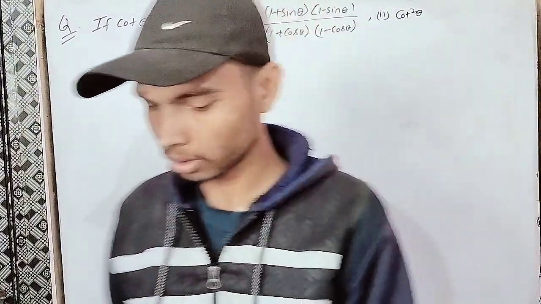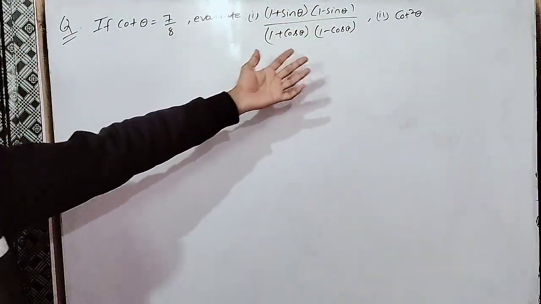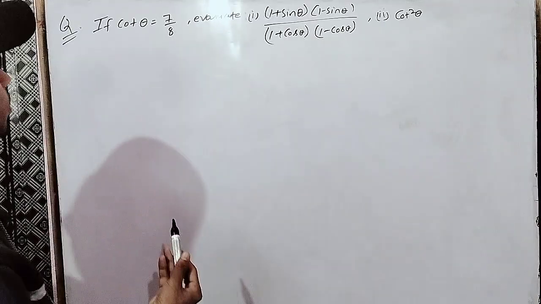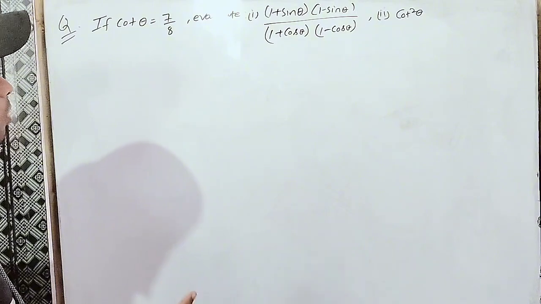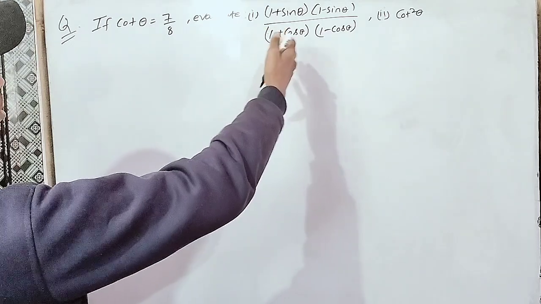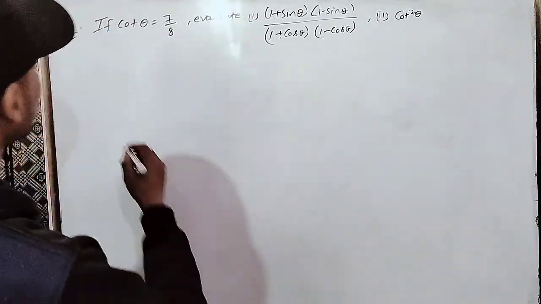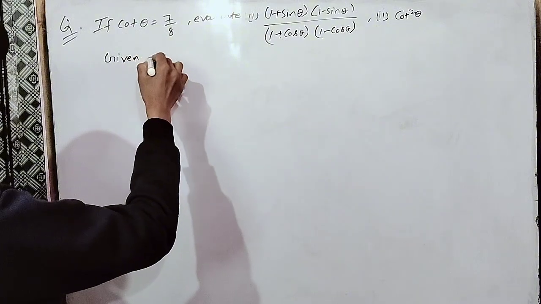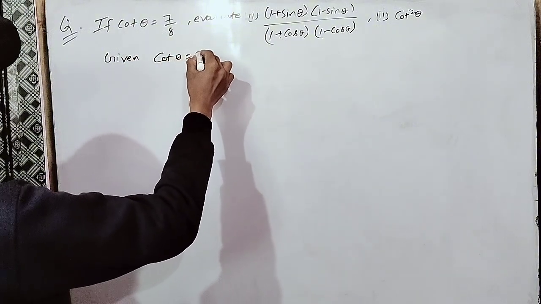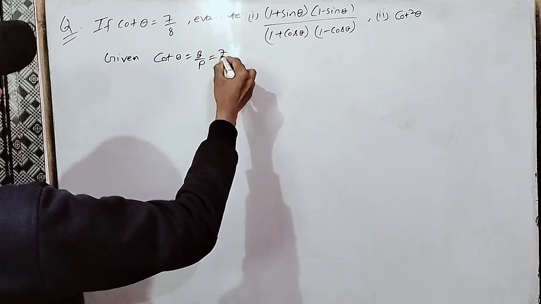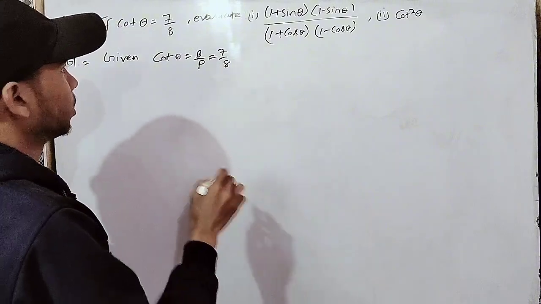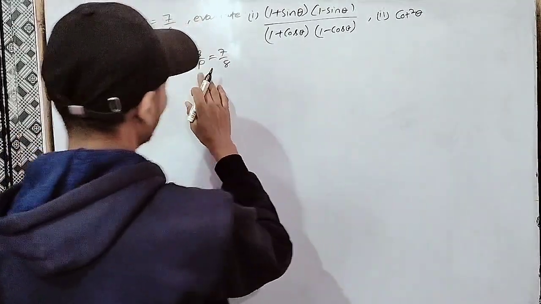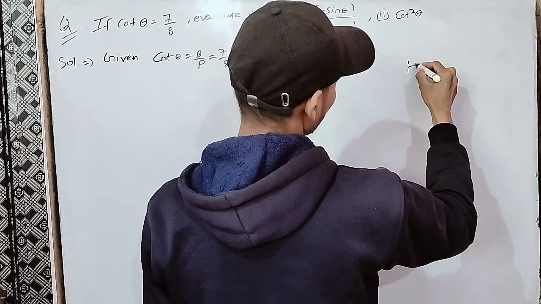The question is saying, find out and evaluate this and this. First of all, we have the value of b and the value of p, but we don't have the value of the hypotenuse. So the hypotenuse is compulsory to solve it. We have been given this by the question, so here we have to find out the hypotenuse.